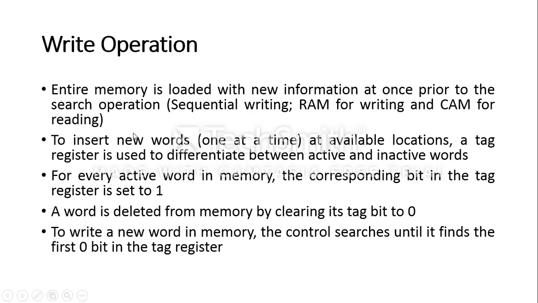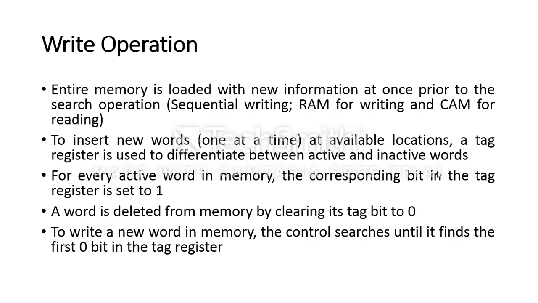For that, associative memory typically uses a tag register, an additional register. The basic purpose of this tag register is to differentiate between the active and inactive words. Now what is the difference between active and inactive words? Active memory word means the memory word which is currently used by the system or which has been used by the system recently. Inactive word means either that word logically does not exist for the system or it is not required by the system anymore.